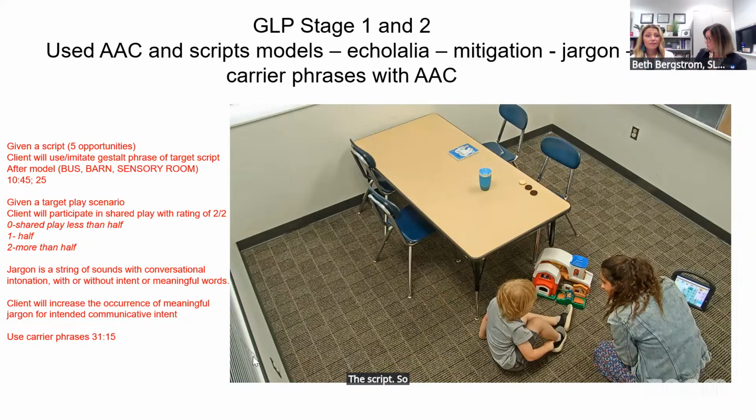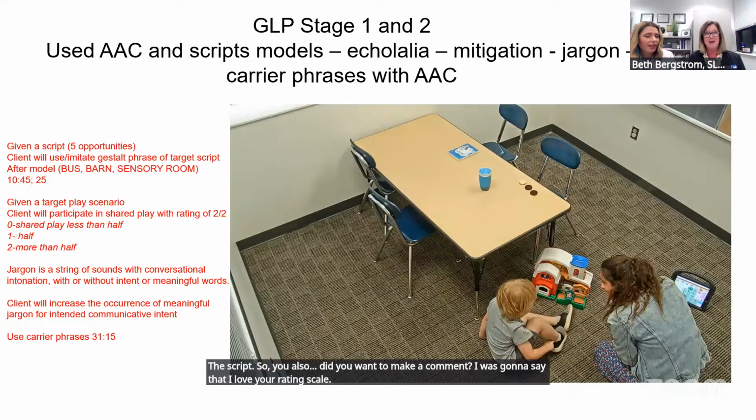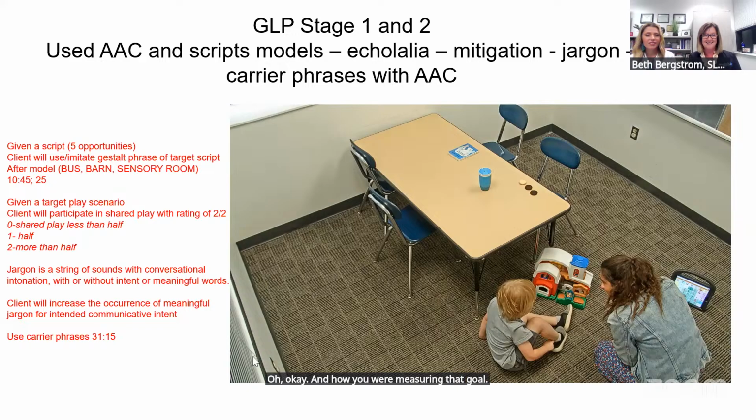Did you want to make a comment? I just wanted to say that I love your rating scale and how you were measuring that goal. Oh, okay. Thanks. I think that's good to see.